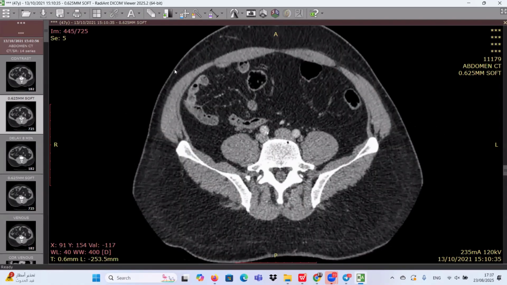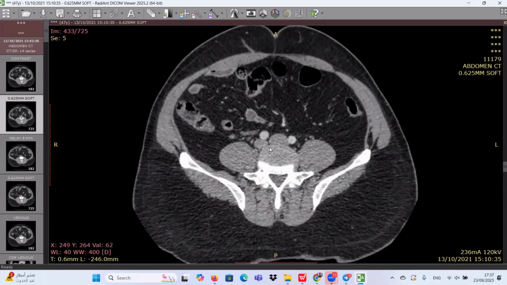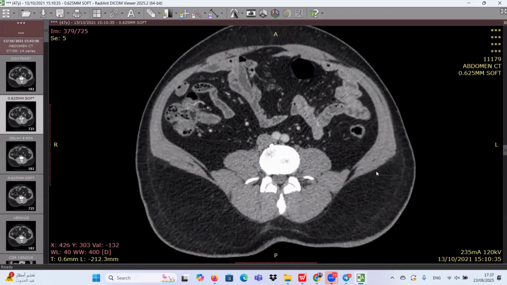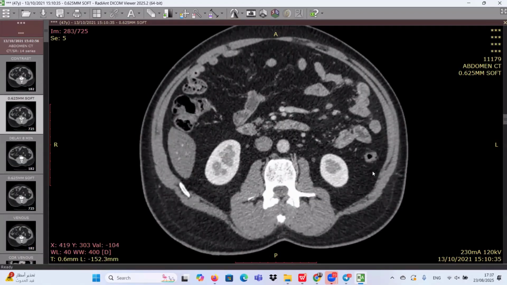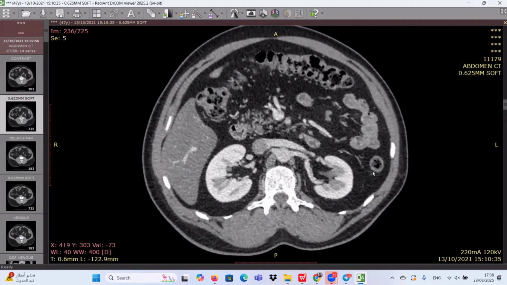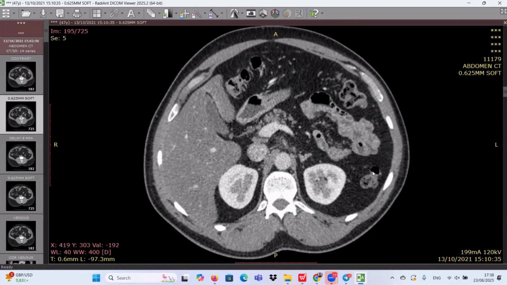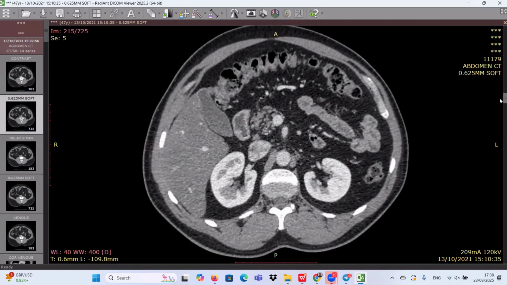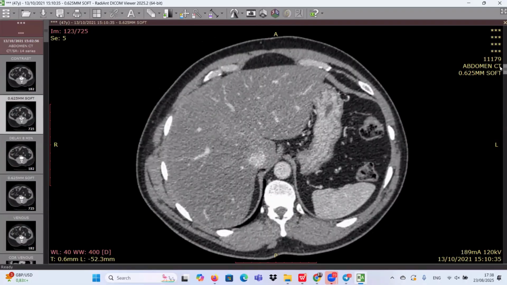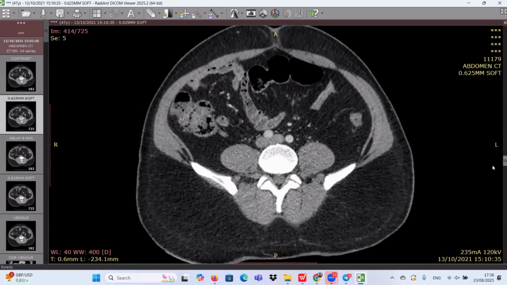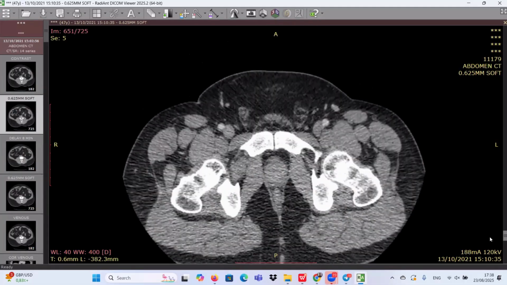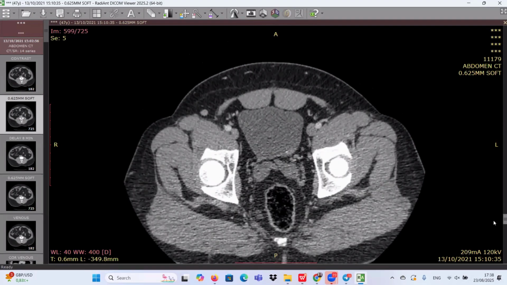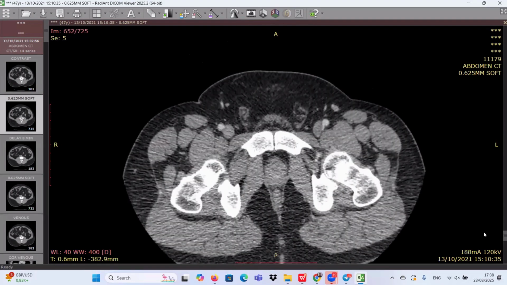What would you like to do? I would like to trace the ureter back up to the kidney. There is no significant hydronephrosis in the kidney. Yes, you are right. What should you do? Get a delayed image to see the excretion of the contrast into the ureter.